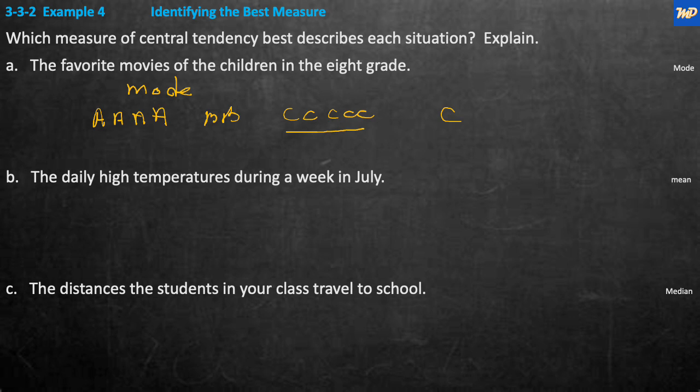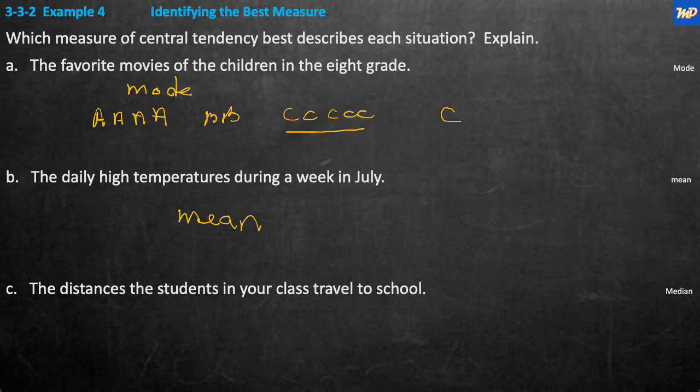In this case, chances are that the mean is the best way, because you just take all the numbers and add them up, and you say, oh, it was 75 today and 73 yesterday and so on. When you're done with all 7 values, you divide, and then you get the answer. So the mean probably best fits that.